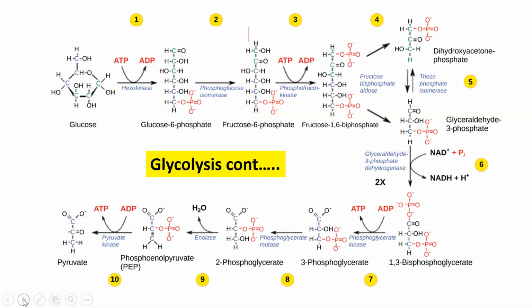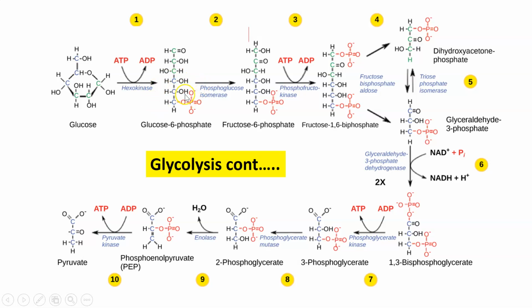Okay, now this is the whole process of glycolysis. So you can see over here 10 different enzymes: 1, 2, 3, 4, 5, 6, 7, 8, 9, 10. Okay, so 10 different enzymes. And you can see the products which are formed.